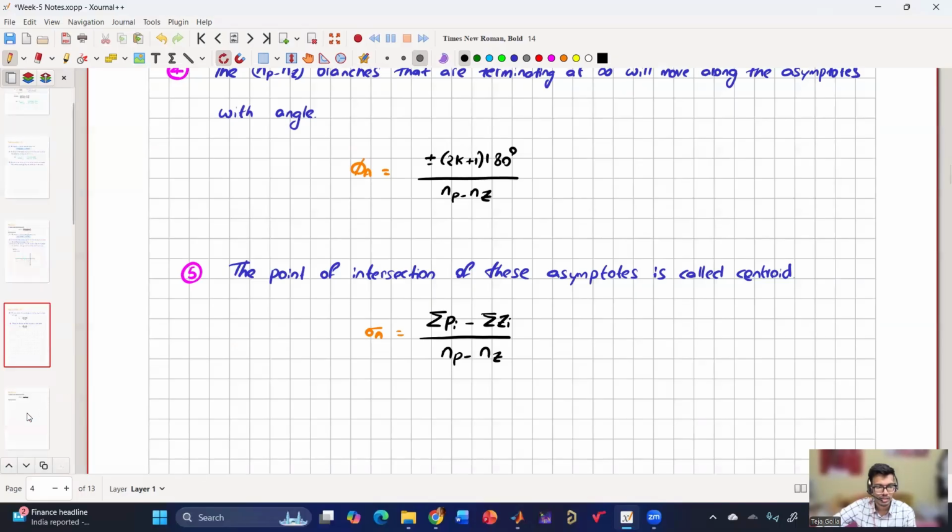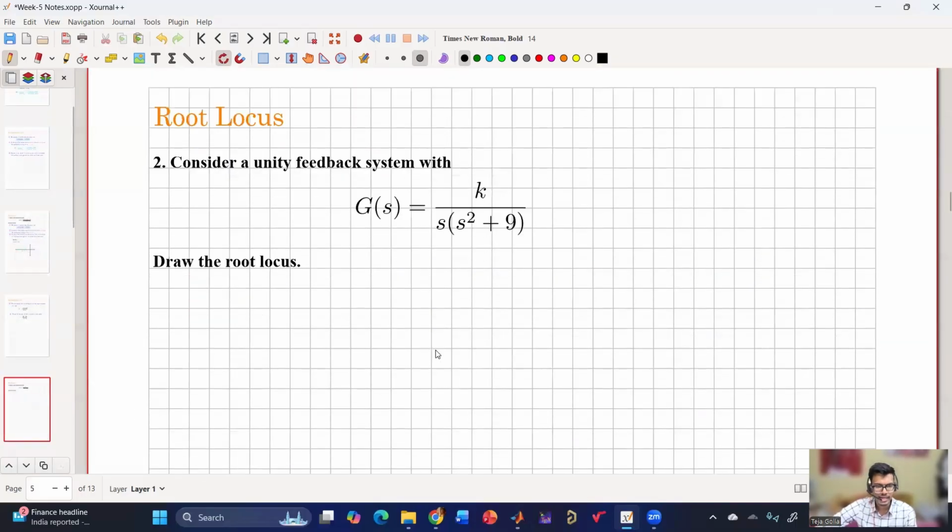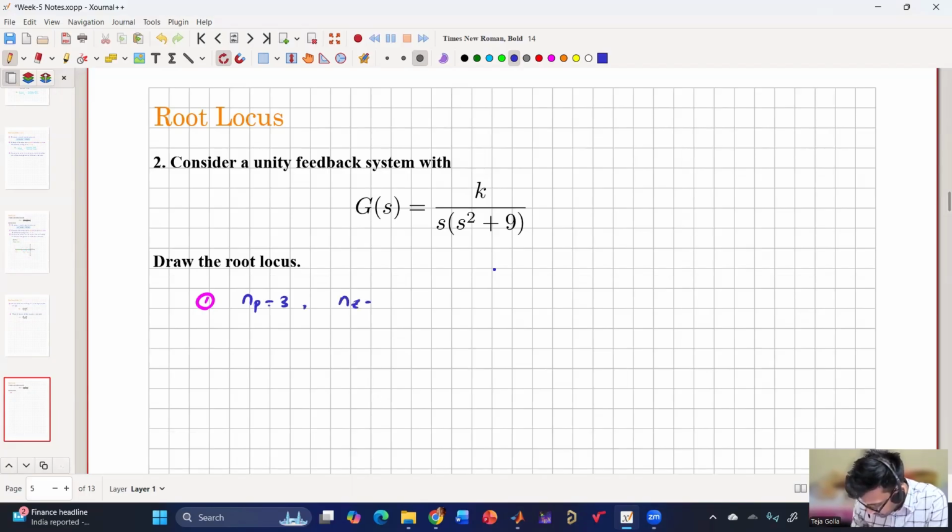Now we'll apply this on another problem. In this problem, can you tell me how many poles are there? We'll move from the first point to the fifth point, whatever we have learned, so that it will make our concept clear. How many poles are there? NP? Three poles, sir. And the number of zeros? There are no zeros, sir. No zeros. So the number of branches in the root locus is how many? Three, sir. Very good. Number of poles is equal to number of branches.